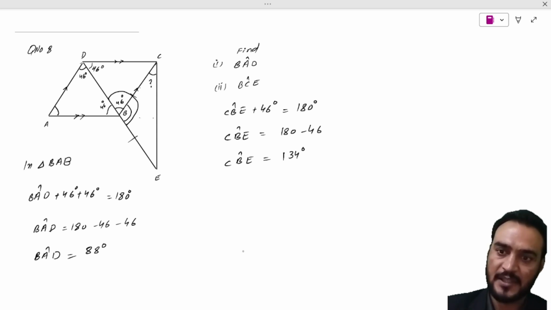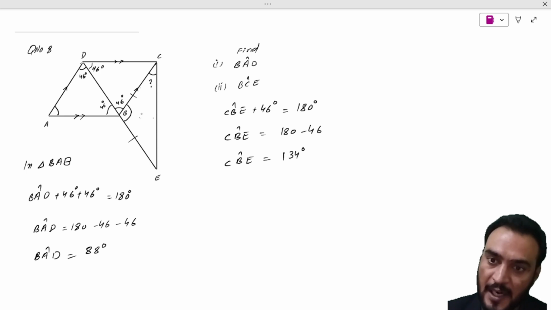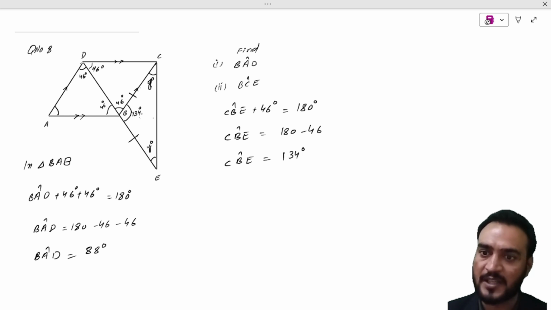Now this angle at point B is 134 degrees. As it is given in the question, the line BC is equal to the line BE, and it is shown by these cross marks. If these two lines are equal, then the opposite angles are also equal. Let us consider this angle to be y degrees, and this angle will also be y degrees because angles opposite to equal sides are equal.